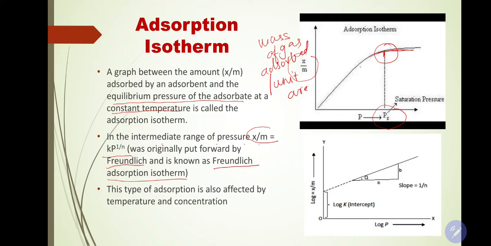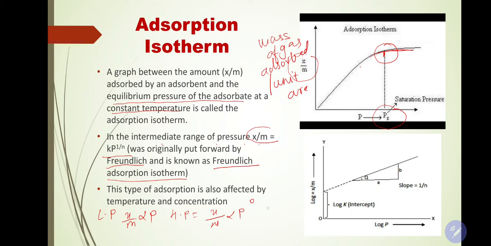Okay, now when Freundlich came, Freundlich divided this graph into three parts, that is at low pressure, at high pressure, and at medium pressure. According to Freundlich, at low pressure, the mass of gas adsorbed per unit area is directly proportional to pressure. And when we are talking about high pressure, the mass of gas adsorbed per unit area is directly proportional to P naught. What is P naught? P naught is basically the initial pressure.